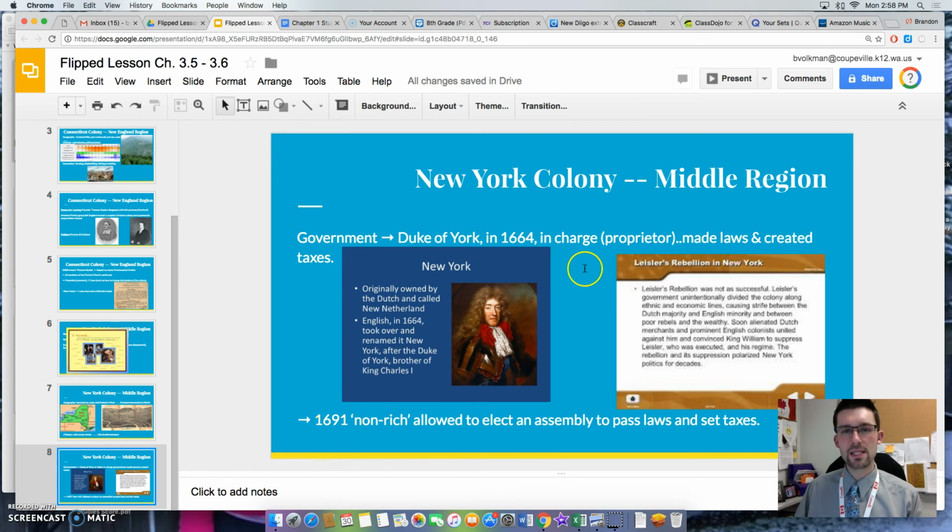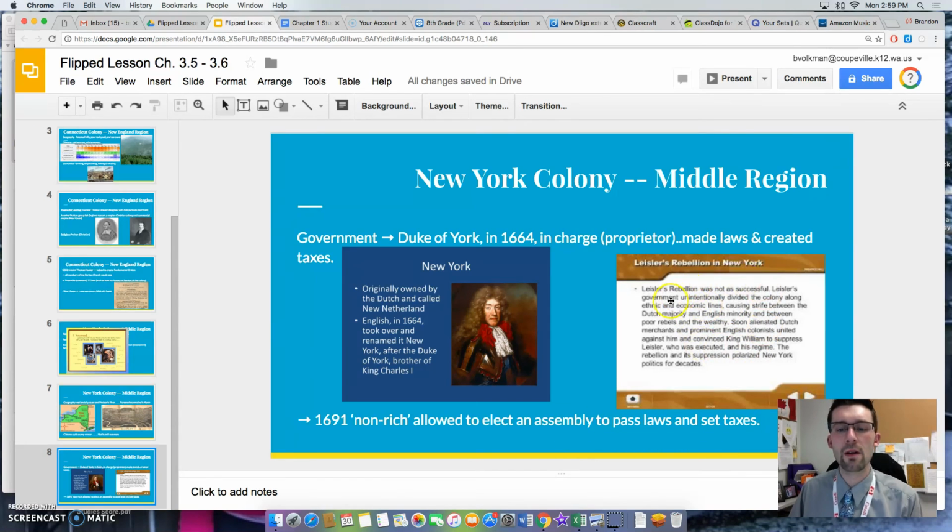If you just said one difference is that the other colonies had assemblies, you're correct. This group did not have an assembly. One man made all the laws. Now this was in 1664. Fast forward to 1691, and finally, all other men that weren't rich landowners, or the Duke of York, were able to elect men to become an assembly so they could pass laws and set taxes.